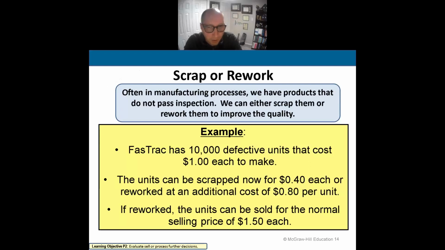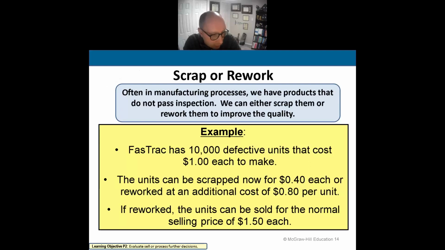Here's another good one. Decision to either scrap what you've done so far of defective products or rework them to make them functional again. Scrap or rework. So let's say you go through the manufacturing process and you made 10,000 units. Then after you've made the 10,000 units, you got to the end of the process and you were like, well, I screwed up. There's a design flaw. These aren't going to work.